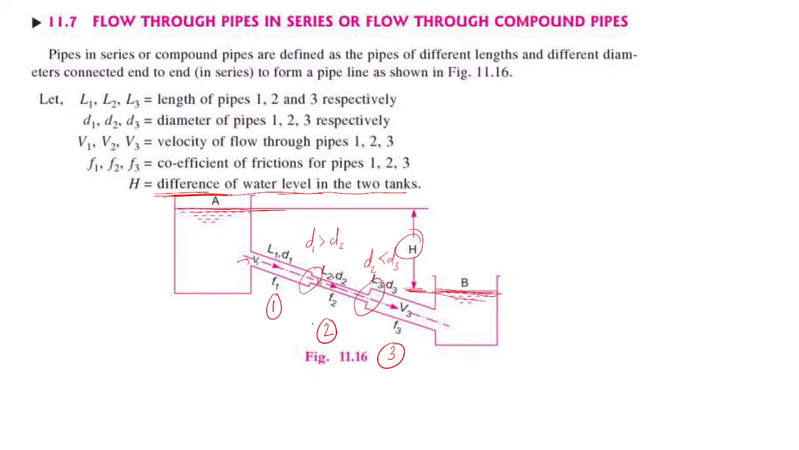But each one of these three individual pipes is undergoing major friction, and major losses are due to friction. Each one of the pipes is undergoing friction, which has been mentioned as F1, F2, F3, and F1, F2, F3 are the coefficients of friction, which we have already covered. Then V1, V2, V3 are the velocities flowing in pipes 1, 2, 3 respectively. D1, D2, D3 are the diameters of the pipes, and L1, L2 and L3 are the lengths of the pipes. Okay, so this is all about the nomenclature.